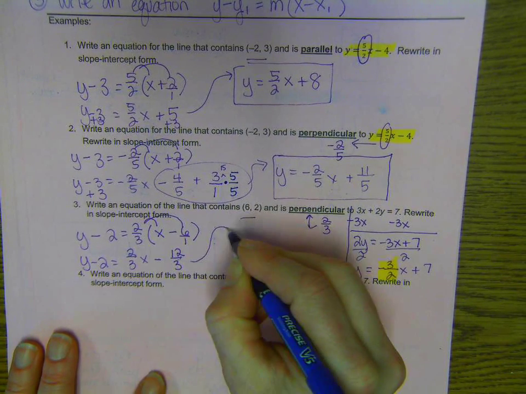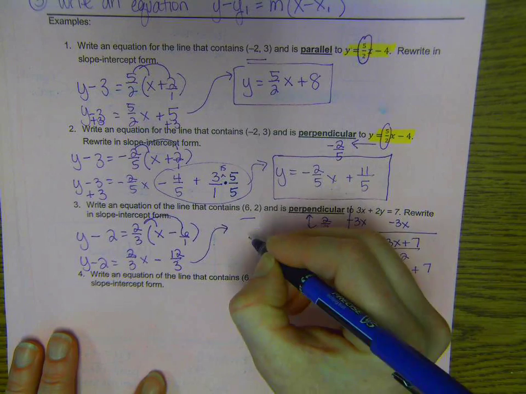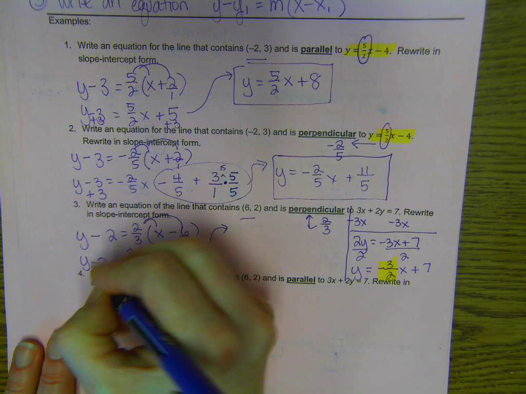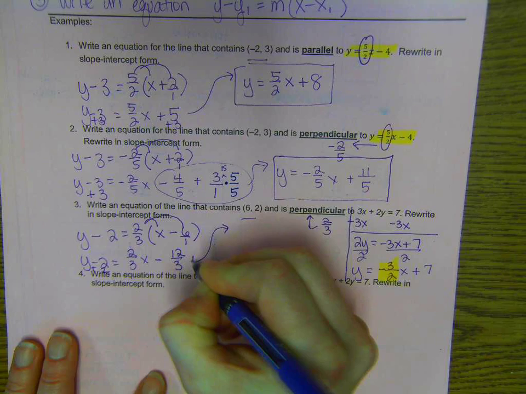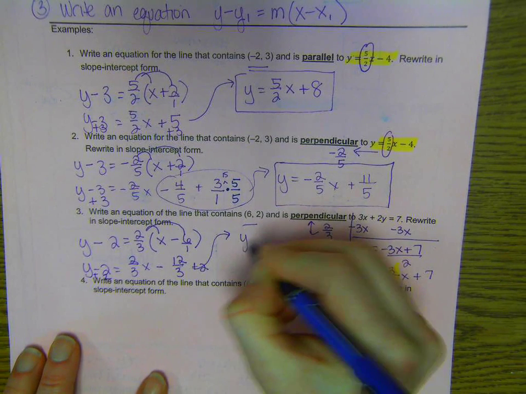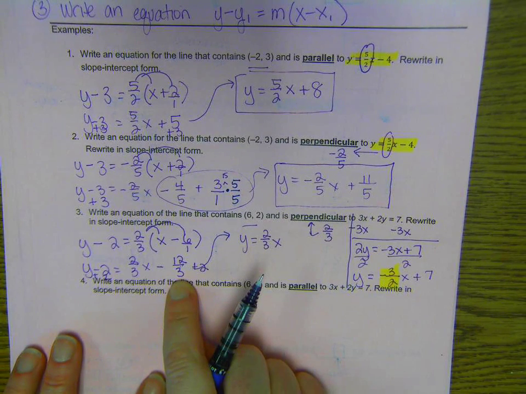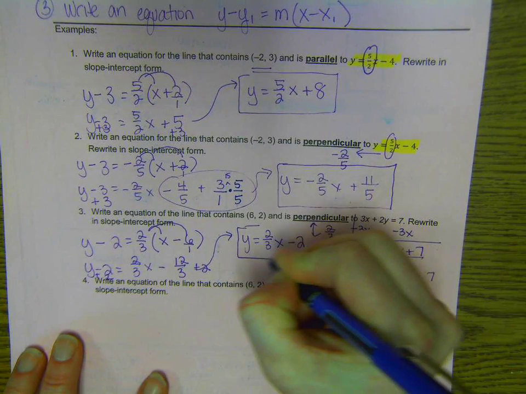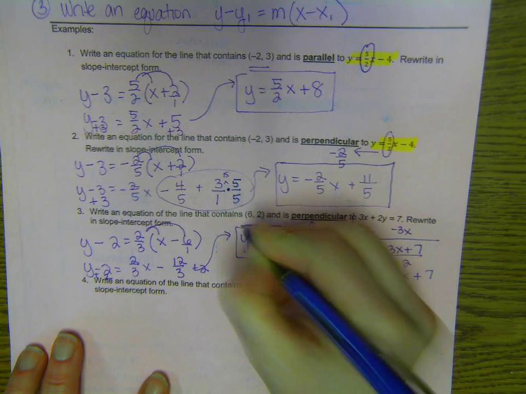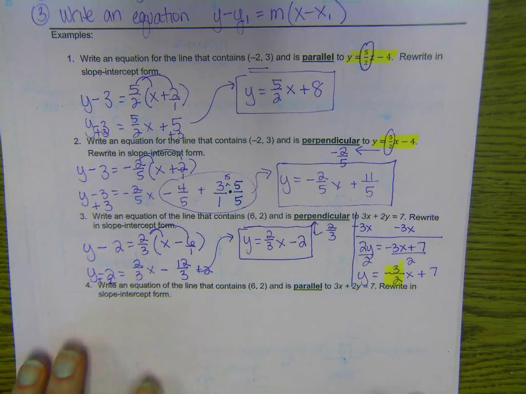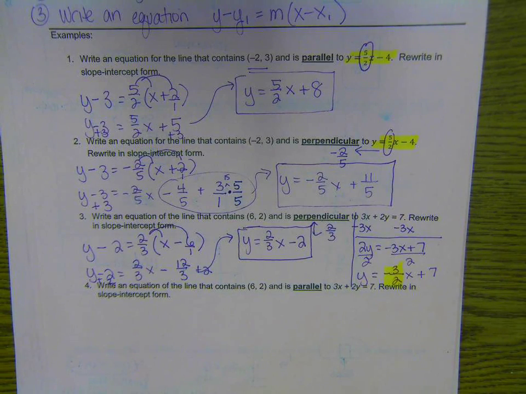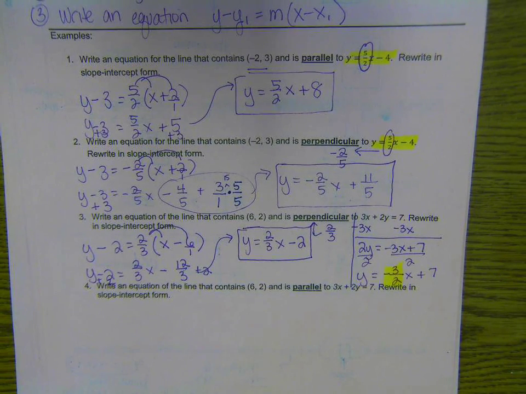So, what I have then is, I'm going to add 2 to both sides. Are you all okay with me doing that? I have y equals 2/3 x. We agreed that this was minus 4 plus 2, minus 2. Okay.